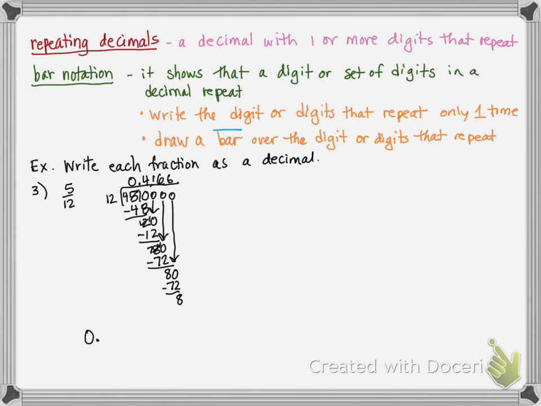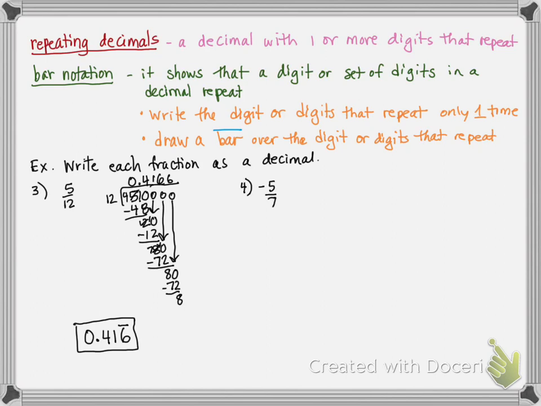I write the numbers that don't repeat, and then I write the digit that does repeat one time only. And then I'm going to put a bar just over what repeats. So this would be 0.416 with the 6 repeating. So that would be 0.416666666 forever. Okay? All right, now I'm going to give you the worst division problem ever.